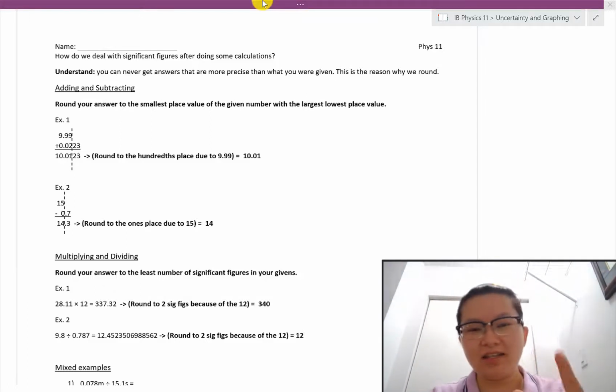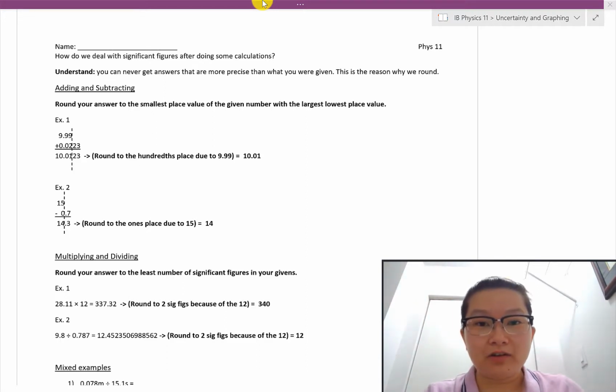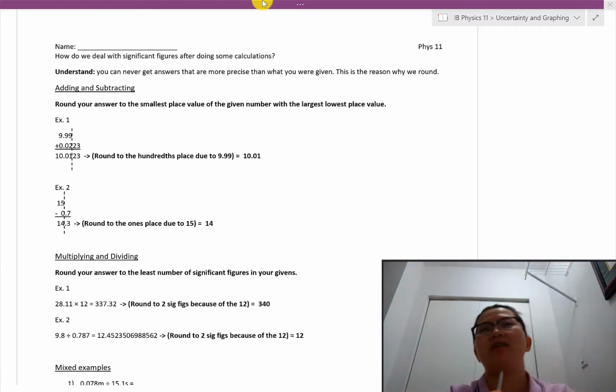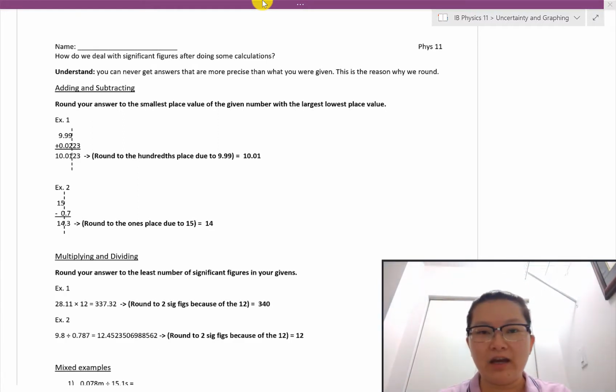This is the second video that we will be talking about significant figures and how to deal with significant figures when you are adding, subtracting, multiplying, and dividing numbers with sig figs. Okay, so let's start with adding and subtracting, and then multiplying, dividing.